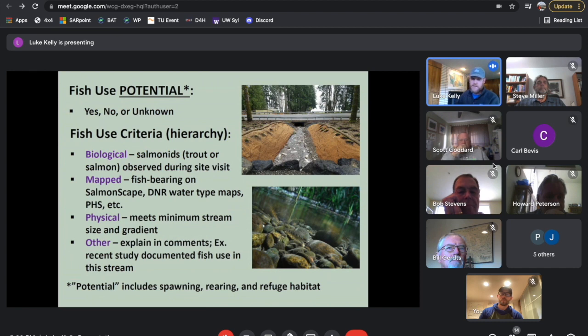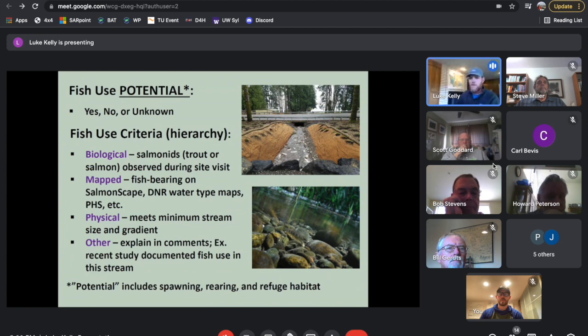This is a hierarchy. So basically, if biological, you actually see salmonids. That could be resident trout or baby salmon or adults, of course. If you actually see them, that's kind of the best. That's a confirmed presence while you're on site. Next would be mapped. That's kind of a desktop analysis, looking at maps to see if there's been any documented fish use. And then we have physical, which is basically the stream width and the gradient.